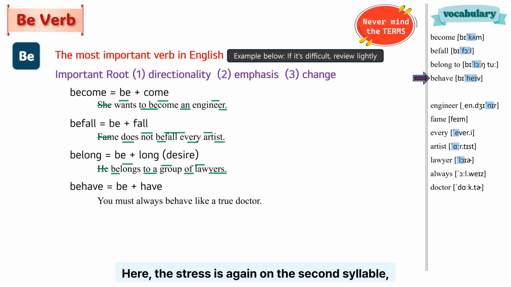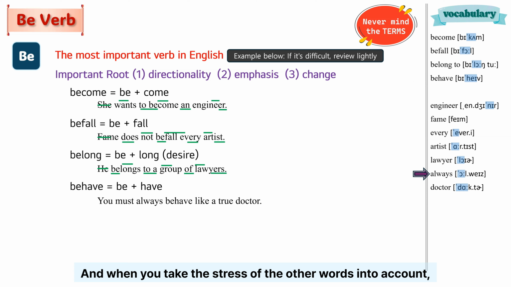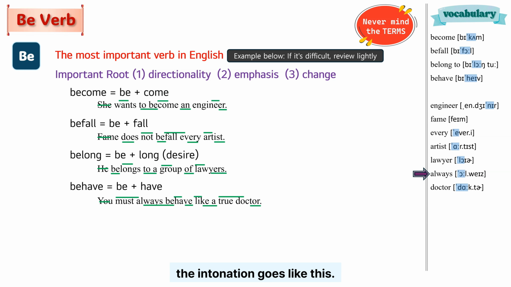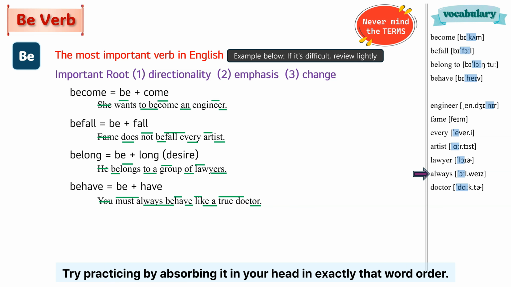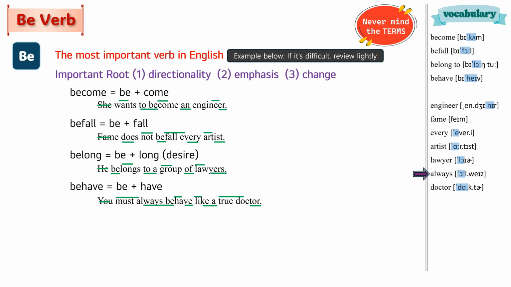Here, the stress is again on the second syllable, and watch out for the pronunciation. It's not "have", but "behave". And when you take the stress of the other words into account, the intonation goes like this. You need to always act and do like a true doctor. Try practicing by absorbing it in your head in exactly that word order. Okay, let's listen. You must always behave like a true doctor.